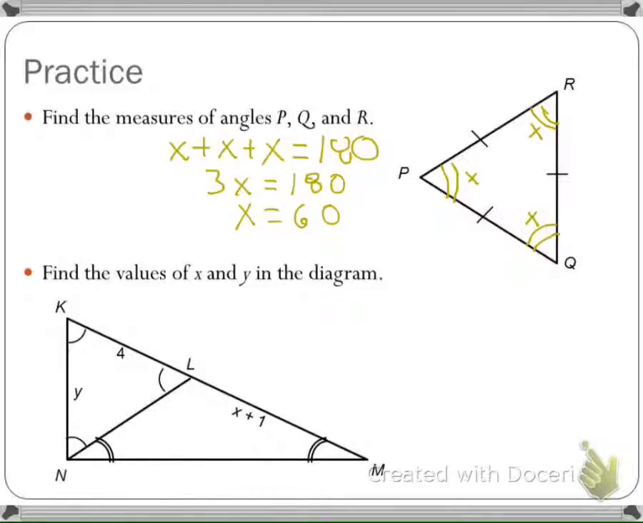So I go back through, and I know each of the angles are 60 degrees. In fact, anytime we have an equilateral or equiangular triangle, each angle will be 60 degrees.